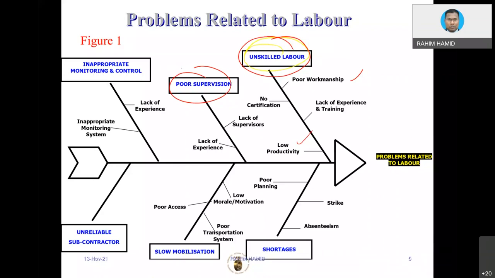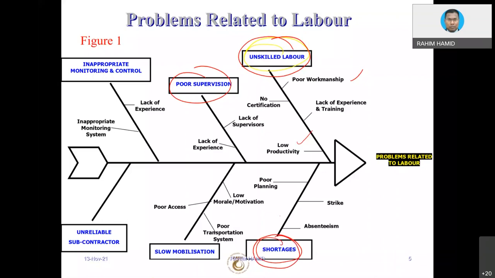Slow mobilization may be due to transporting, especially the local people. In some states, Pantai Timur, Sabah and Sarawak, we still have local people. They might not be staying at the rumah kongsi or whatever. So the transportation could be the issue. All those things will have implications toward construction productivity, which will affect the work progress. And the one that we are going to zoom into is basically shortage, shortage of manpower due to many, many things.